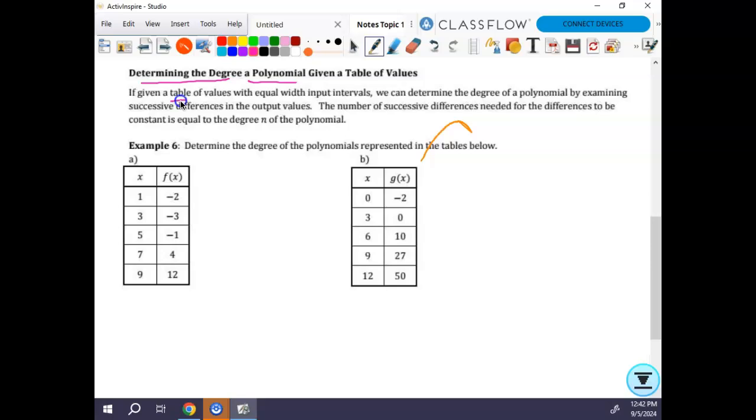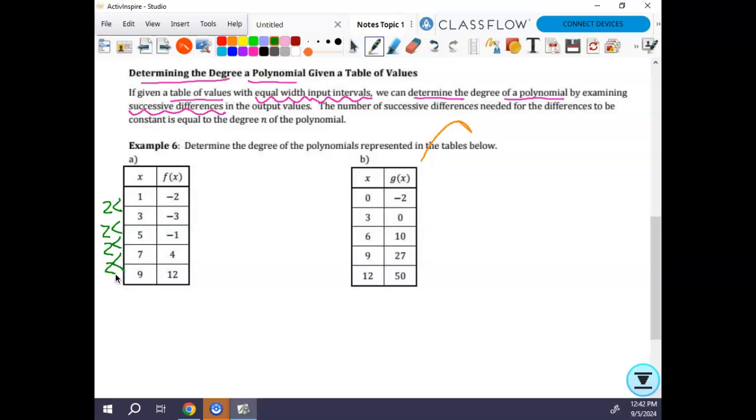So if I'm given a table of values with equal input intervals, that's very important, okay? Remember that keeps coming up. Got to check that. We can determine the degree of the polynomial by examining the successive differences in the output values. So instead of finding the rates of change, like I did on one of them, we're just looking at the differences. So I'm going to look here, and I look first at my inputs. This is 2, 2, 2, and 2, okay?